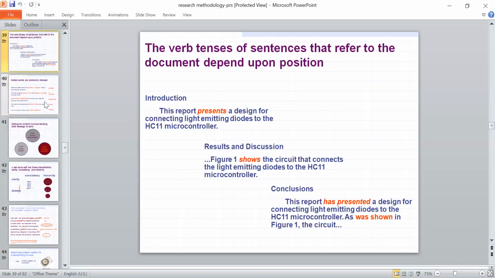The verb tense of sentences that refer to the document depends on the section: introduction, result, and discussion. Example, conclusion, how to present. Now, how to write the introduction: actually you have to do 5 paras. First para should be just a general introduction. Second means it will show 2 lines, something related to that. Third is hallmarks, meaning literature indirectly. Then the last one is the objective of your study.